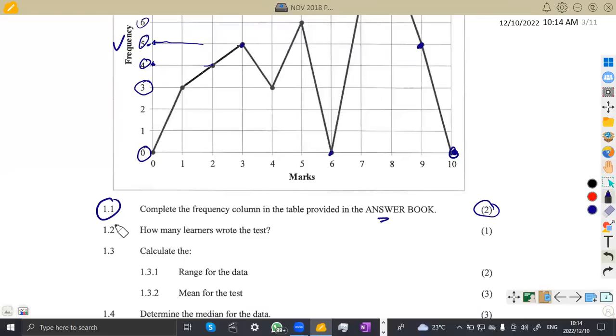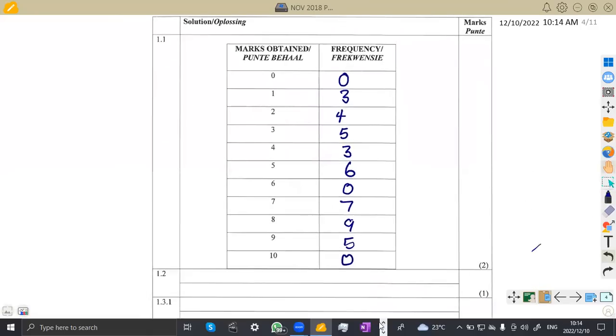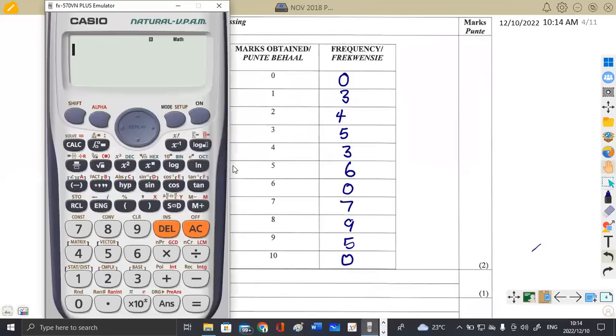We are now given how many learners wrote the test. All right, so this we can actually take from the information that we have here. This is the frequency, so we simply have to add everything. That is the total frequency. Those are the number of learners which were part of the test. So let us add our frequency. We can even use our calculator.